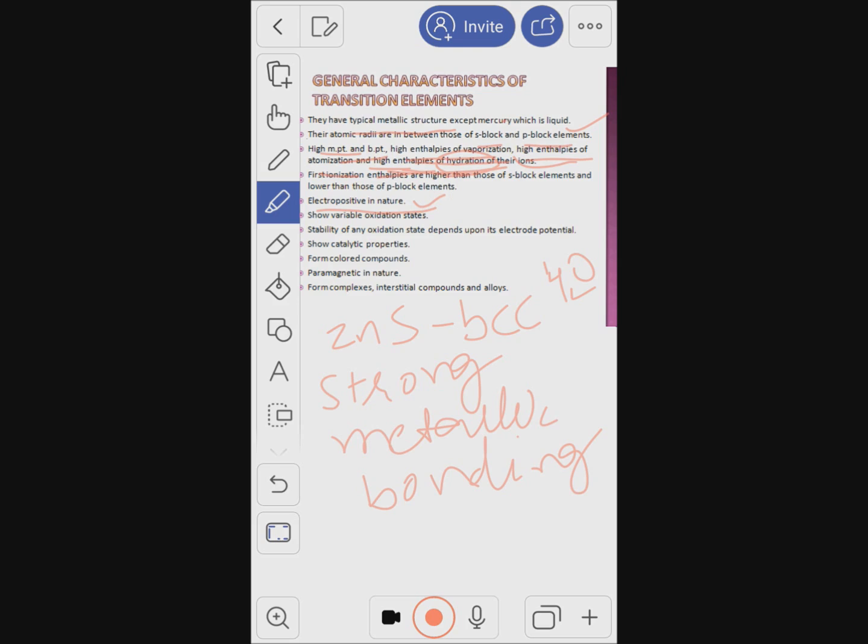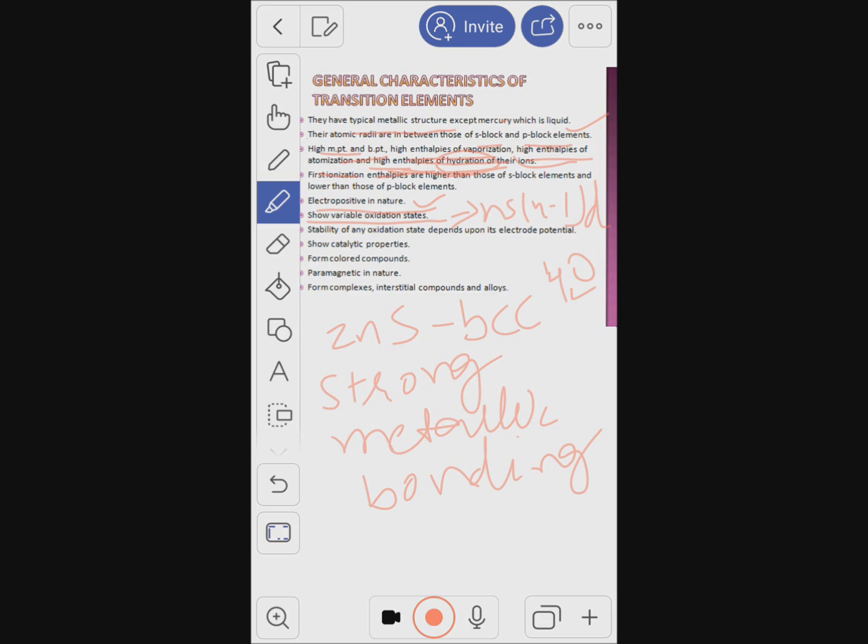Next, they show variable oxidation state. This is due to availability of vacant orbitals. They show variable oxidation states in which ns and n-1d orbitals are involved.